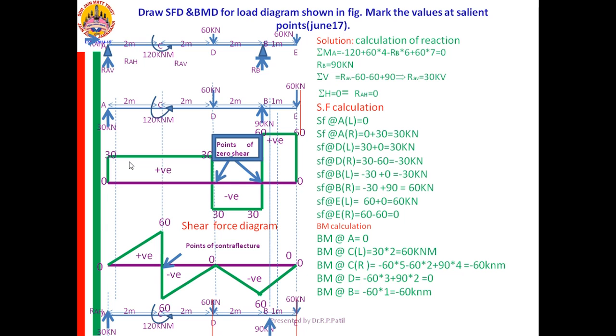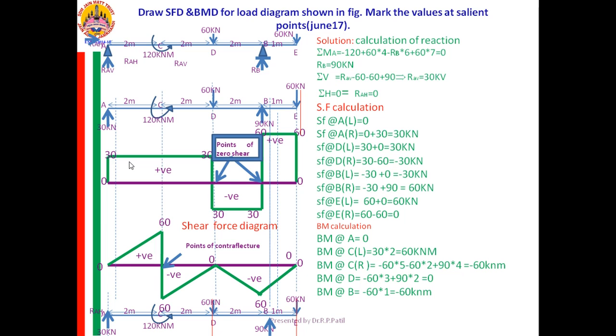So, from left of C, we are going to right of C. That vertical drop is there. If you see, the amount of that drop is equal to the couple. From plus 60, we are going to minus 60.